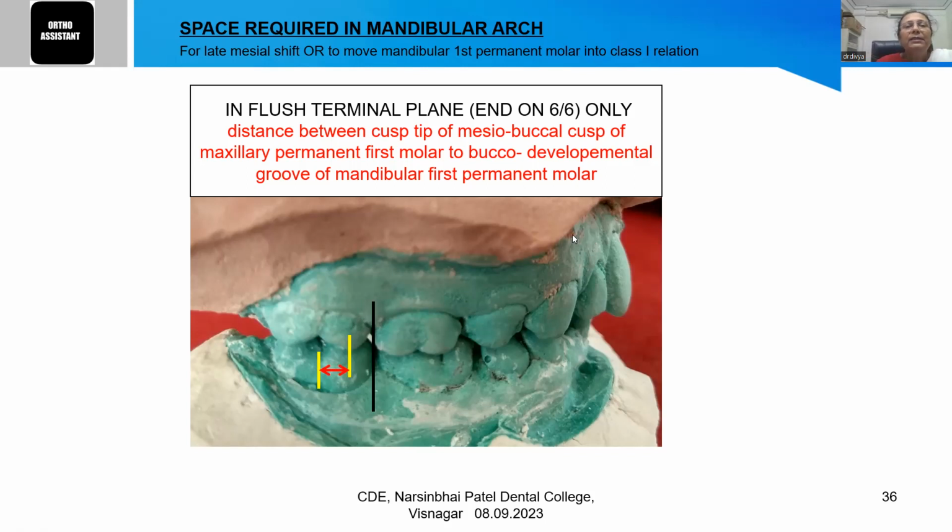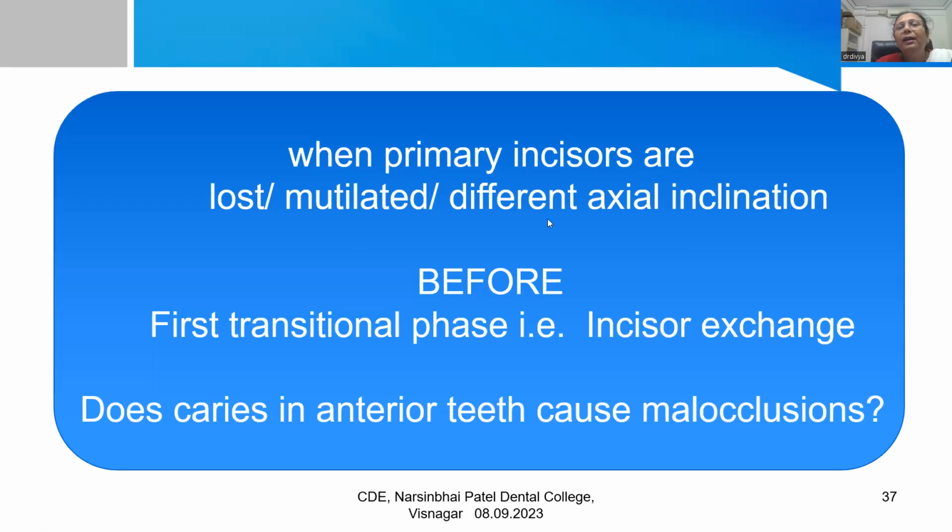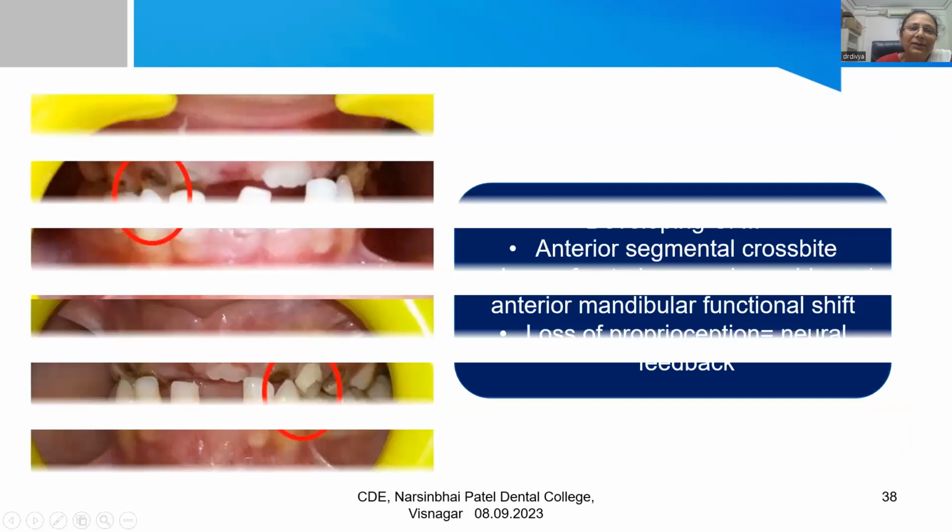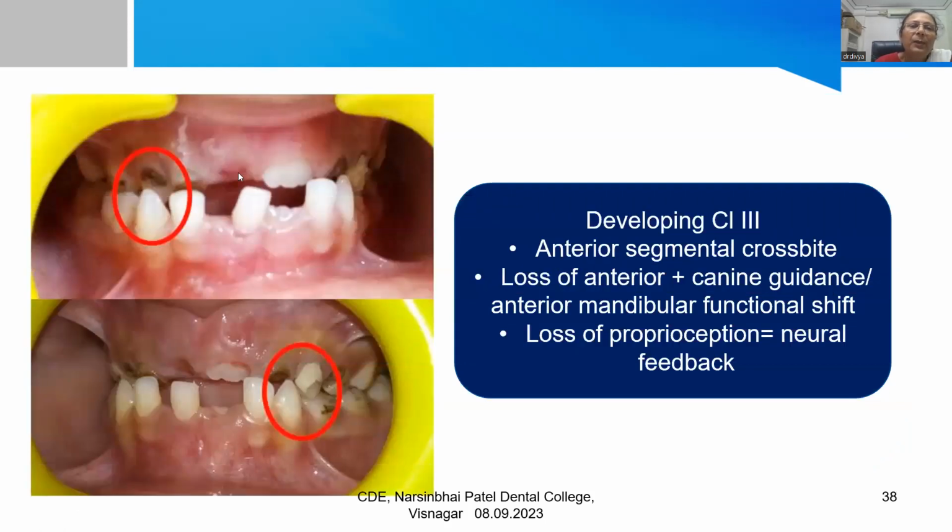So when primary incisors are lost, mutilated, and have a different axial inclination because of habit or because of any muscular pressure, before the first transitional phase, what happens? Incisor exchange, thus caries in anterior teeth cause malocclusion. So contrary to belief, it does. Always replace it because that is the area of proprioception. Please go for the proper appliance in this. Otherwise, there will not be any motor skills developed for the placement of mandible.